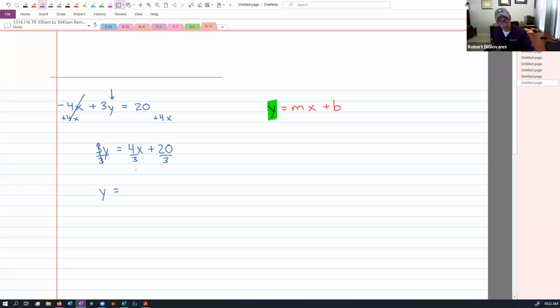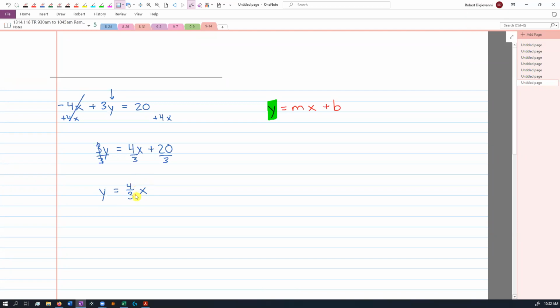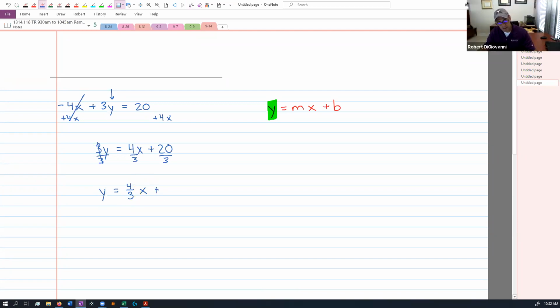Okay, 4 over 3x. I'm going to write that as 4 over 3 x. I'm not upset to see this because remember this 4 over 3 is my rise and my run, right? So that I'm okay with. Now the 20 over 3, that's not that great because that's a decimal, right?